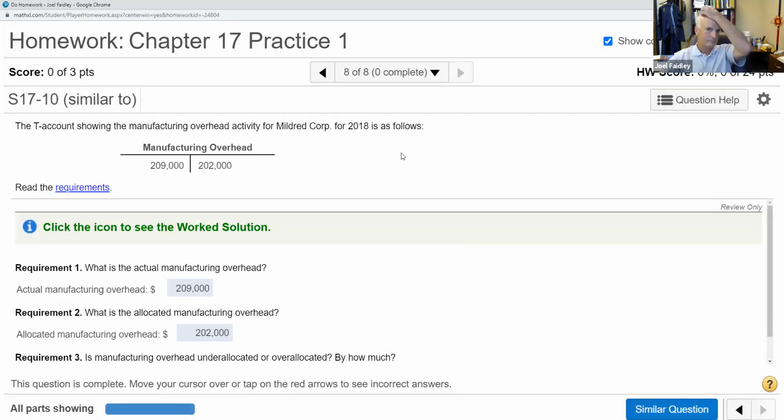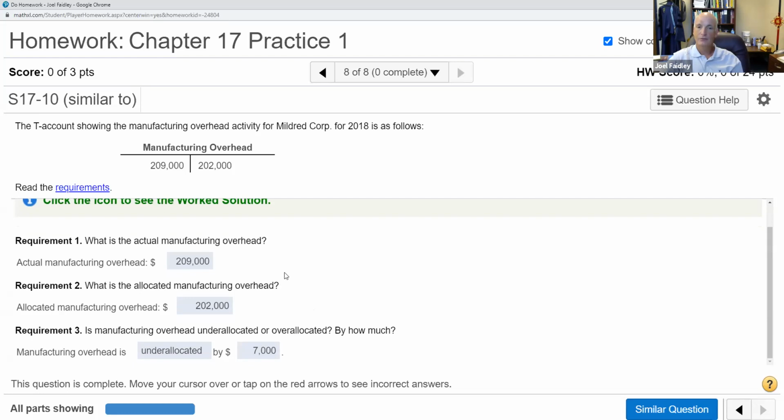Number 8, get another T account. Actual manufacturing overhead, 209,000. Allocated manufacturing overhead, 202. So you've had $7,000 more in actual costs come in than what was budgeted. That's not a good thing. I can tell you, having worked in a plant for so many years, that's the last thing you want to see as controller or as a general manager.